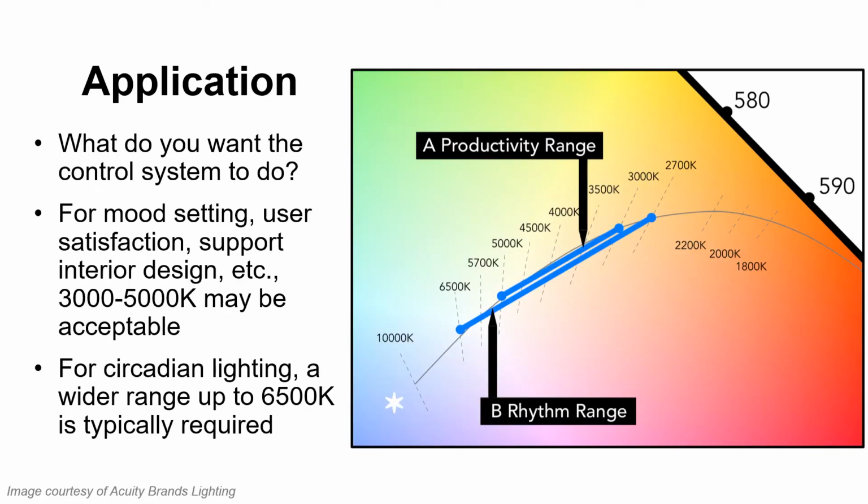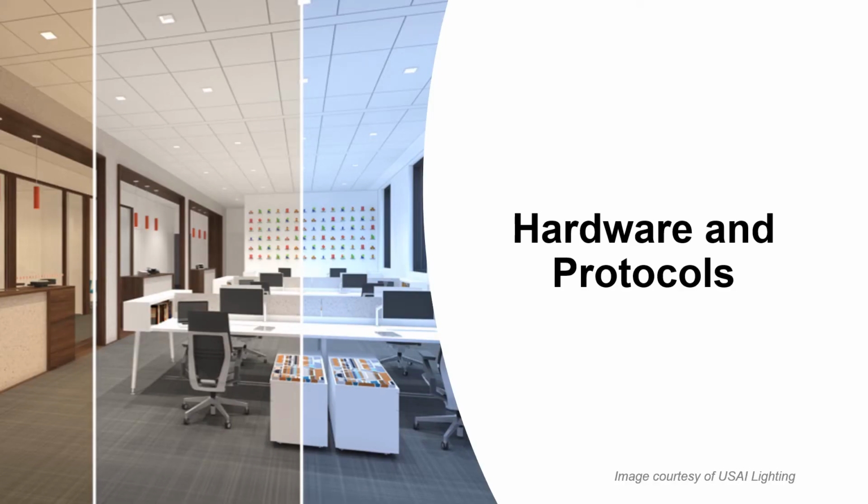As with all lighting and controls, the right solution always begins with what you want the system to do. For general productivity applications, a 3000 to 5000 K range will often be suitable. For circadian lighting, however, the range may need to be expanded to include a very cool 6500 K. Now that we understand tunable white lighting in general terms, we can look at the equipment and protocols used to apply it to spaces.